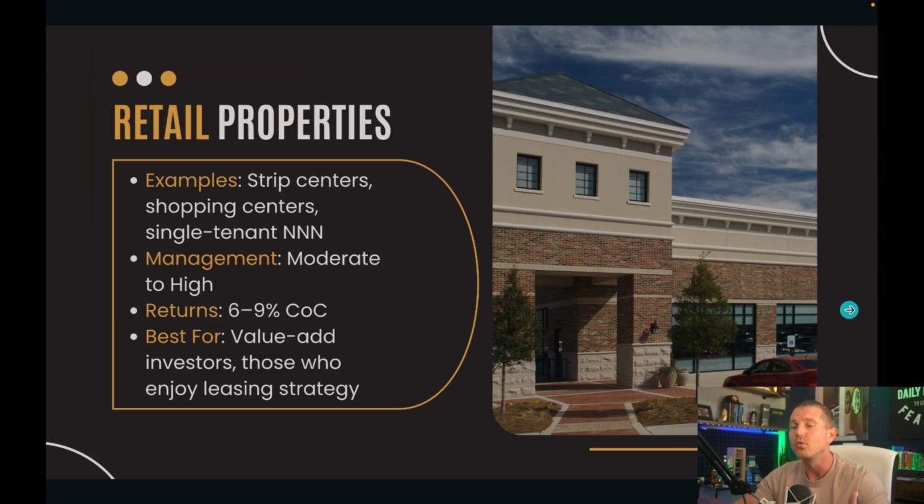But overall, retail properties are great for value-add investors and those who are really good at understanding how to negotiate, secure, and stabilize leases and income to vacant properties.